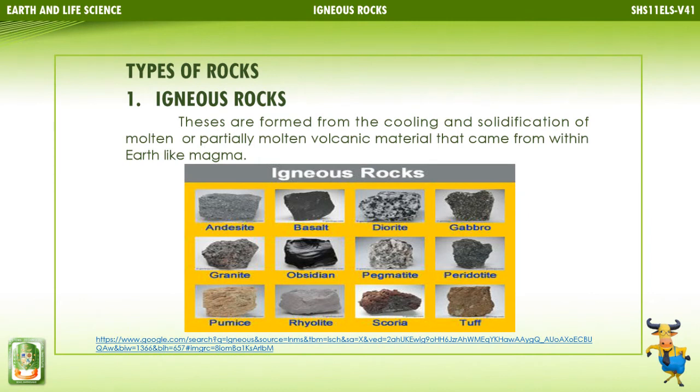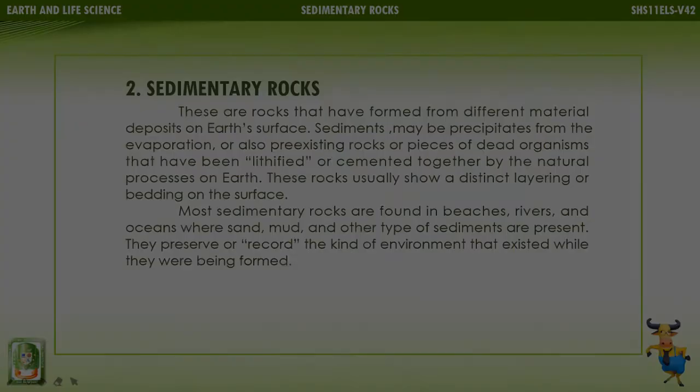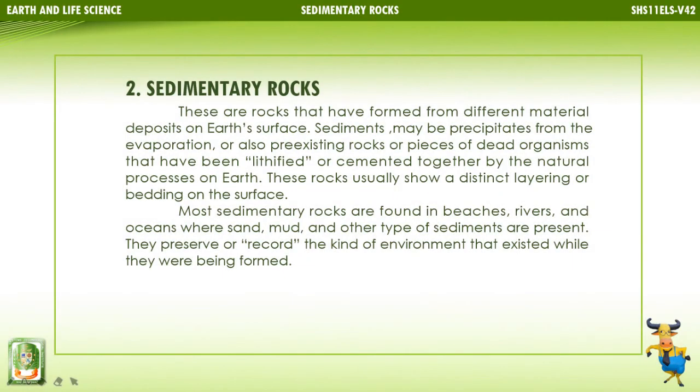Types of rocks. 1. Igneous rocks. These are formed from the cooling and solidification of molten or partially molten volcanic material that came from within Earth, like magma.